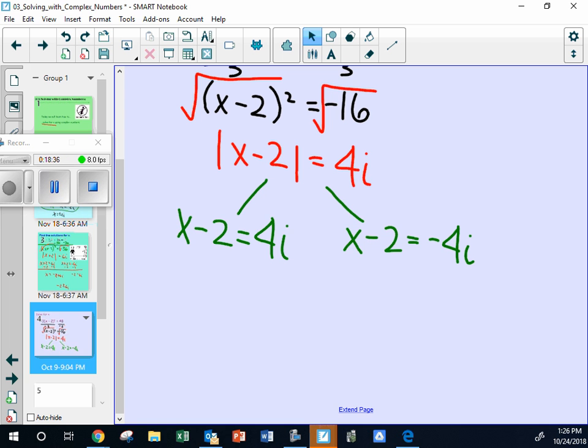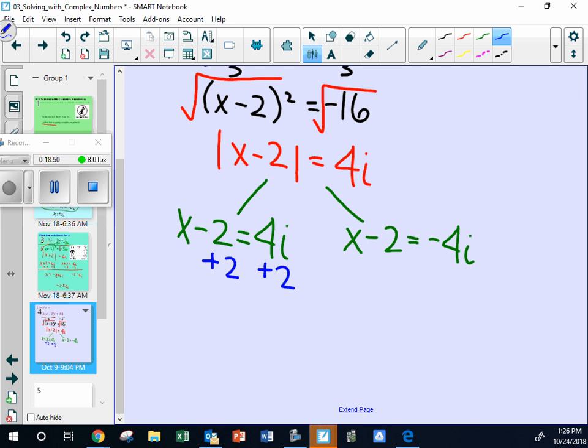And so, if we have this, how are we going to solve for x? Someone from the middle here. Yes. You would add the 2 to the other side. All right. And then what did you get from that? I got 2 plus 4i, 2 minus 4i. All right. 2 plus 4i and 2 minus 4i.